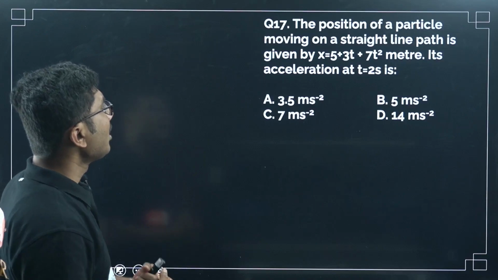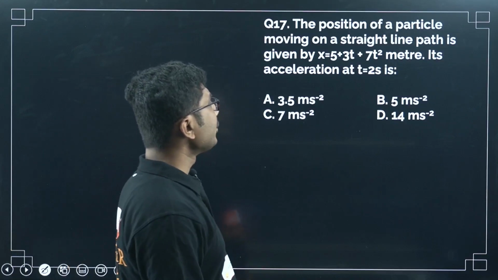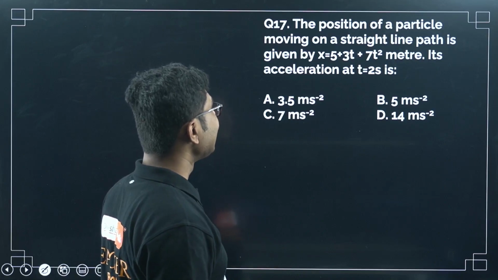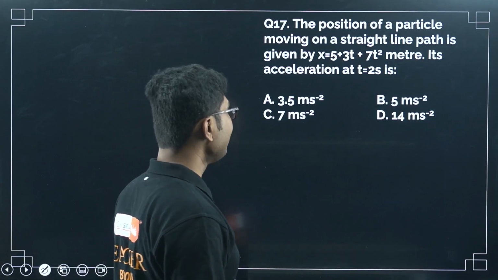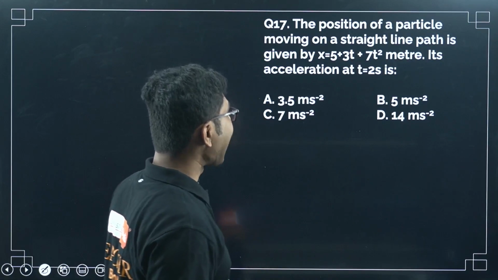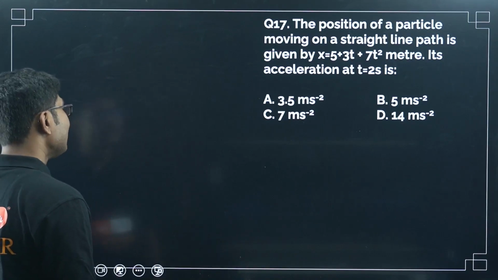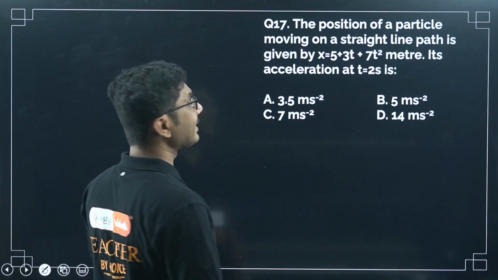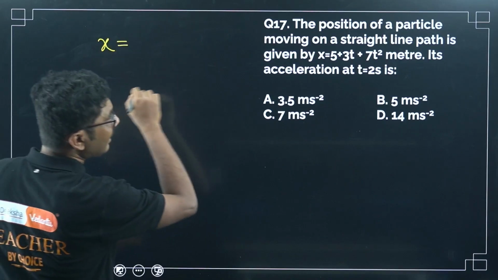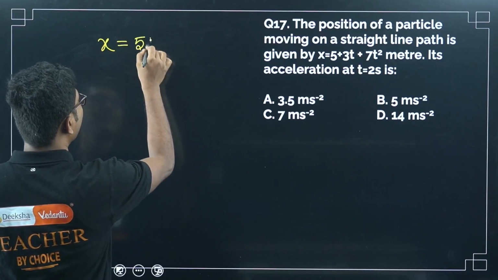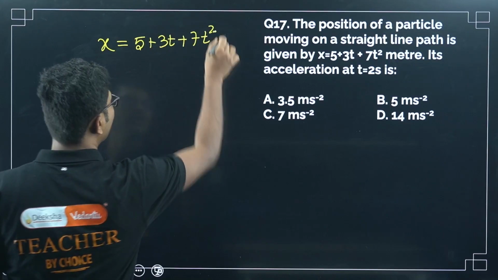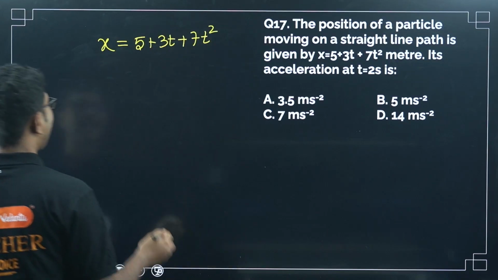Now let's move on. Question number 17. The position of a particle moving on a straight line path is given by x equals 5 plus 3t plus 7t square meter. Its acceleration at t equals 2 seconds. So they have asked you to find the acceleration. So displacement is given, 5 plus 3t plus 7t square. So what is the acceleration?